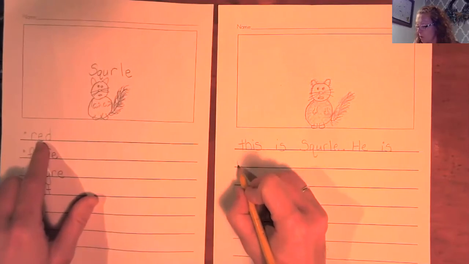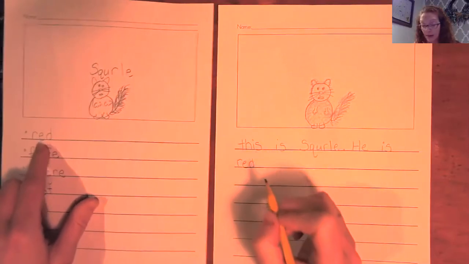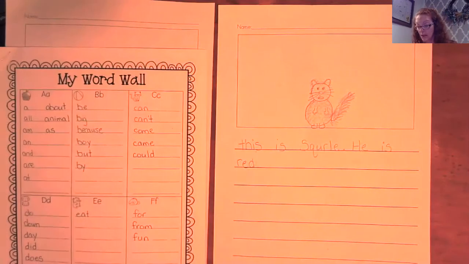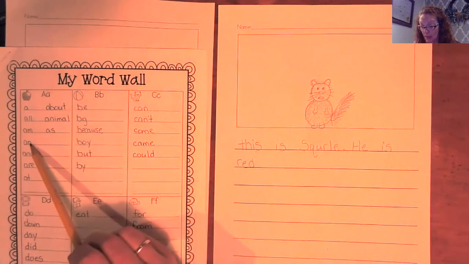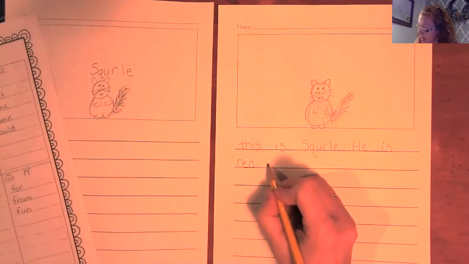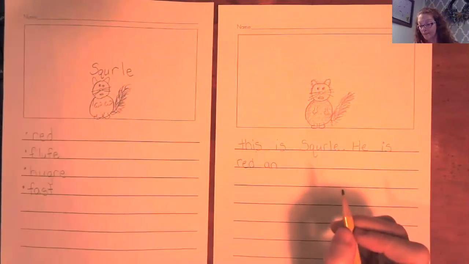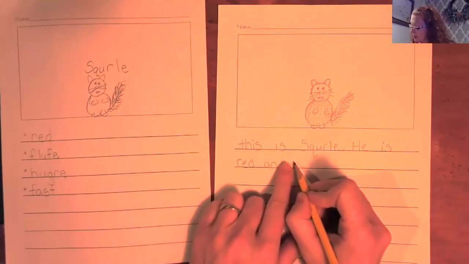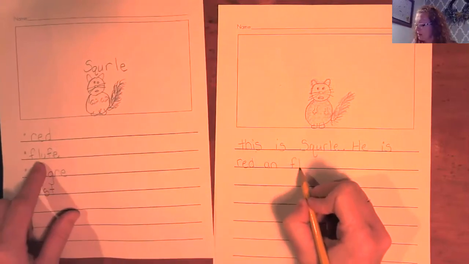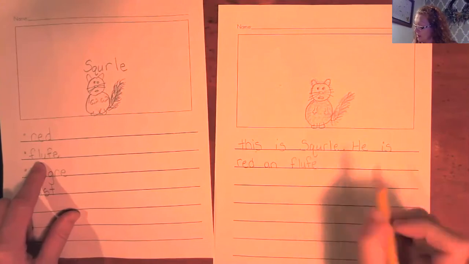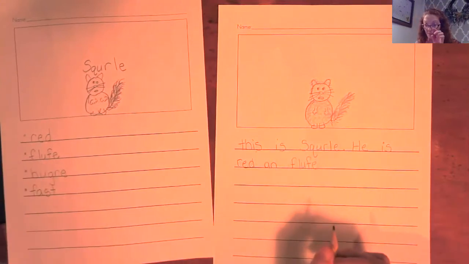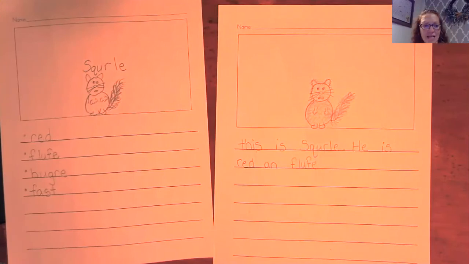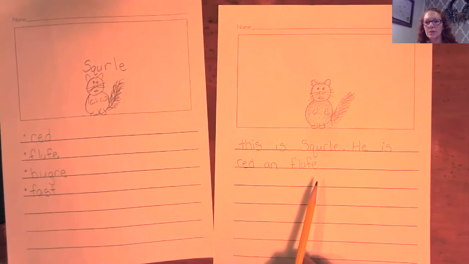So I'm going to look right here since I already did this work. He is red and fluffy. He is red and fluffy. Okay, what else? He is red and fluffy. Oh, hungry and fast. Oh, wait, what? Yeah, I'm done with this sentence. Why? What does it need?